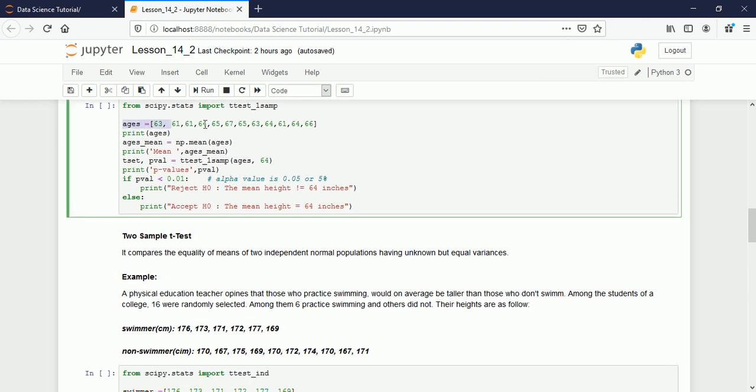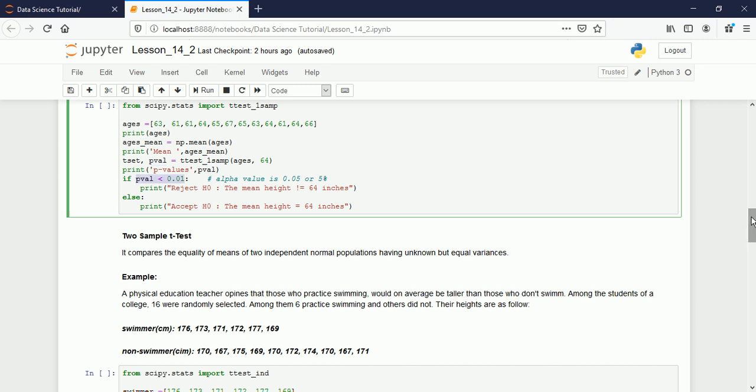So the list is given, then I'm printing the list, then I'm taking the mean for that and printing the mean. Then here we have the one-sample t-test, and I'm giving the sample, all the values, and the pre-specified value, which is 64, and I'm going to calculate the p value, because the p value is very important for us.